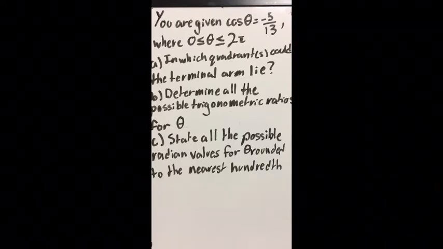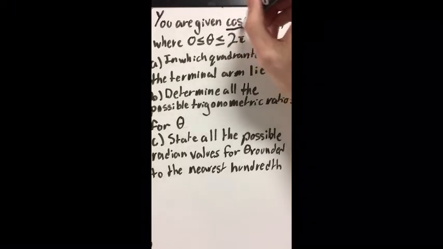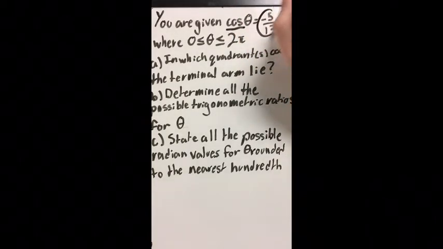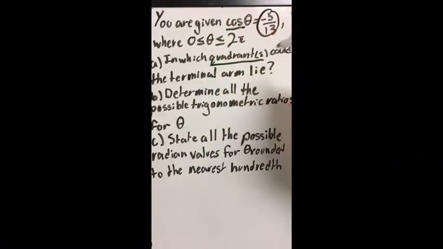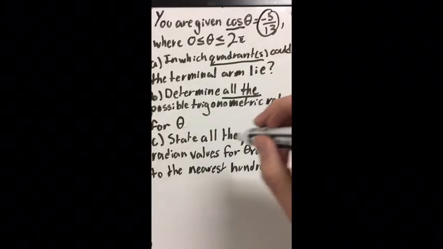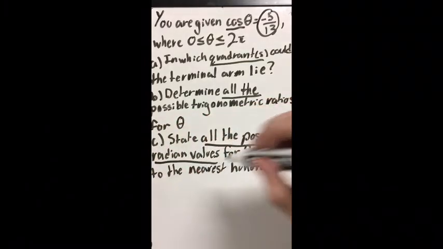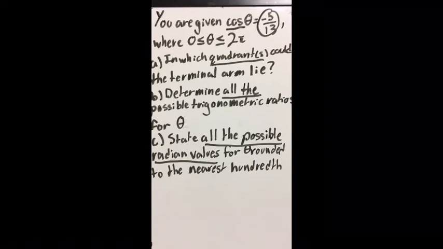If we go to highlight the most important parts of the question, we want to recognize that we are initially given cos of theta. The value is negative, and then we want to find which quadrants the terminal arm could lie in, all the possible trigonometric ratios, and all of the possible radian values. Keys to solving this question are determining which triangle theta is a part of and the side lengths it has, and how theta is represented on a CAST diagram.